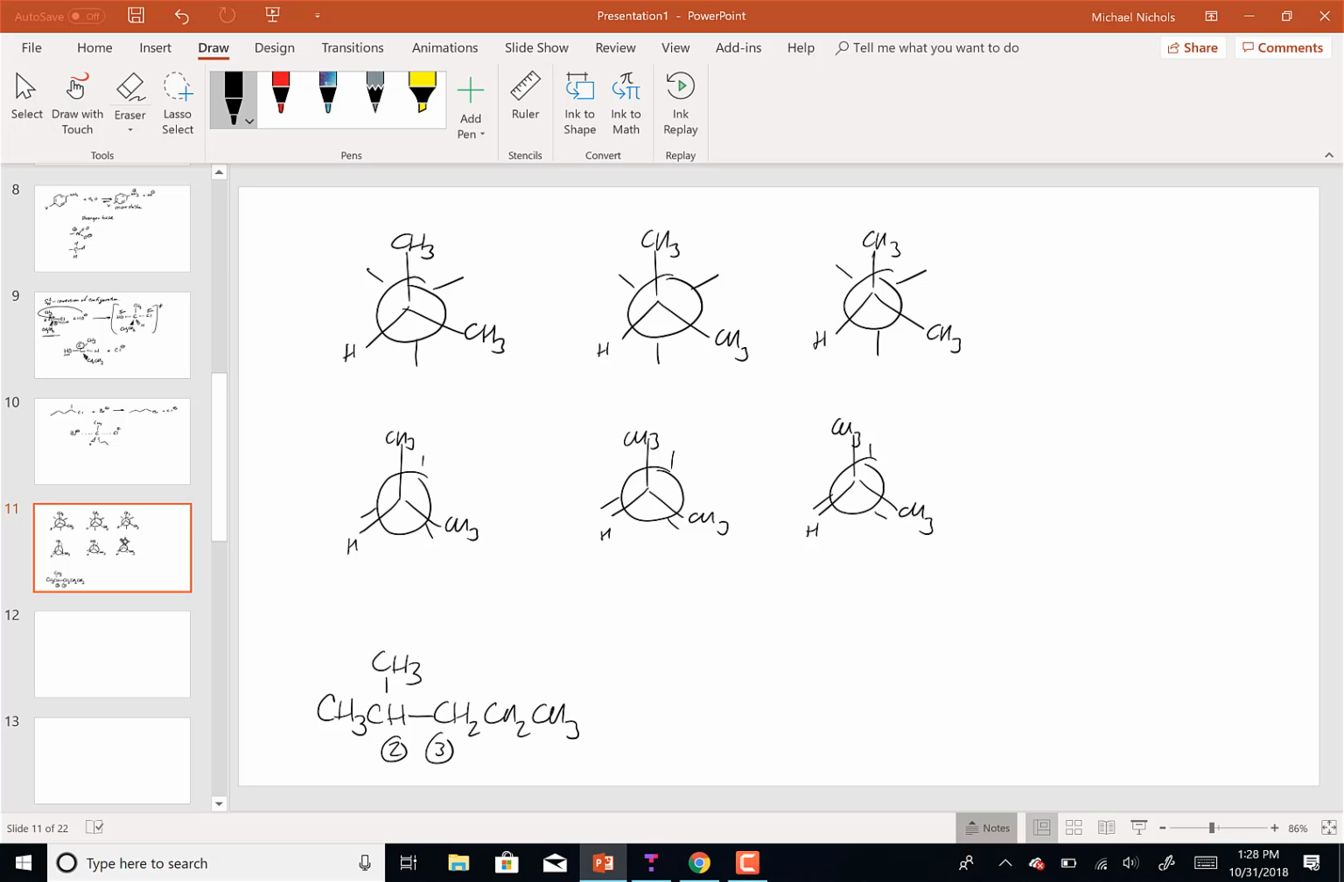All right, so what's on carbon 3? Looks like 2 H's and an ethyl group. So does it matter where I put those? No. Because I'm now going to rotate the back carbon and form all the different conformations.